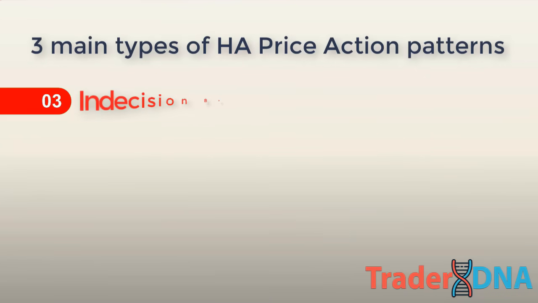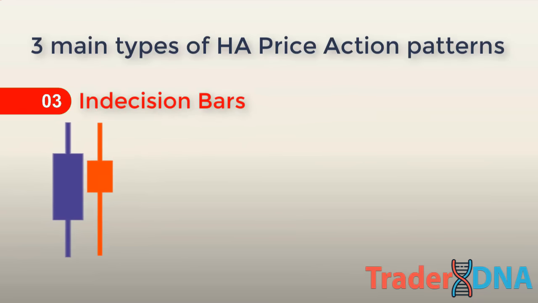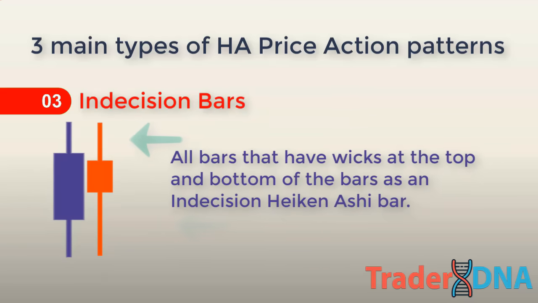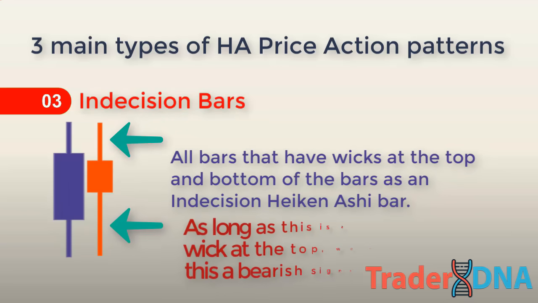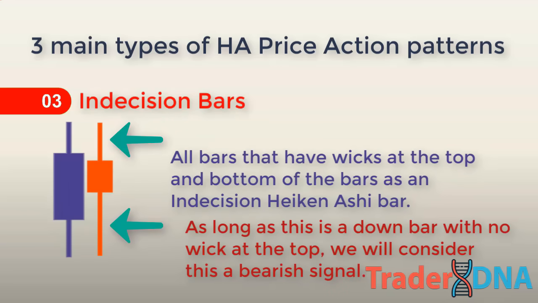Third, indecision Heikin Ashi bars. To simplify the Heikin Ashi bars, I've categorized all bars that have wicks at the top and bottom of the bars as an indecision Heikin Ashi bar. So regardless of whether the bar color is bullish or bearish, as long as there are wicks on both sides, we will consider this an indecision Heikin Ashi bar.